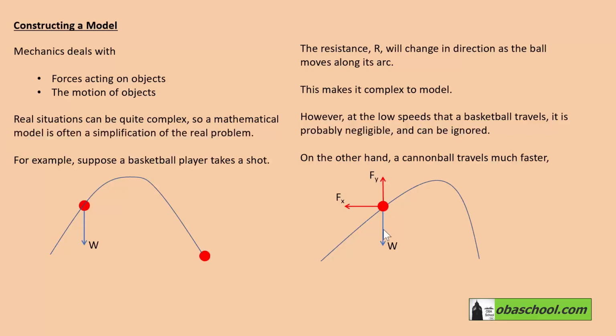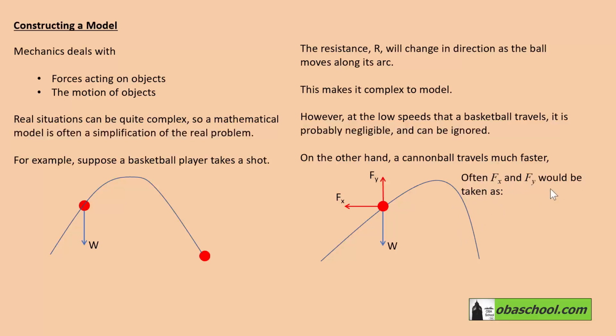Of course, Fy would actually act in the same direction as W, so it would be downwards, so it will be the negative of what it is. Remember, the resistance was heading this way. But these components would also change as we move along the path.